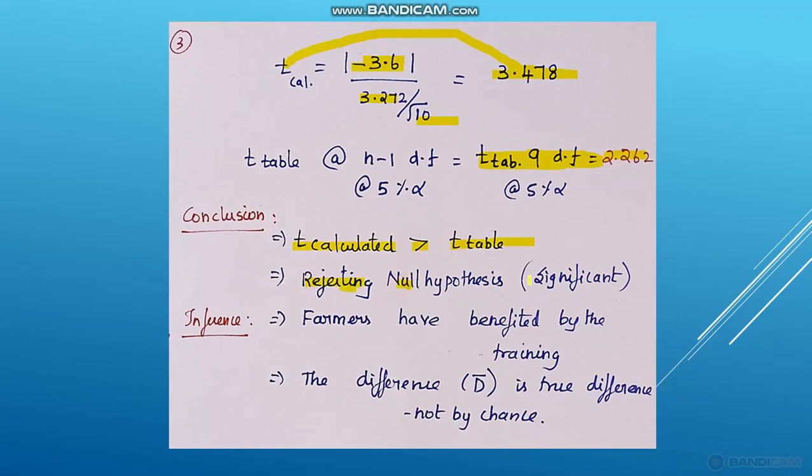That is significant, because the t calculated value is greater than the t table value. So we are saying that the farmers have been benefited by training. Why? Because we are rejecting the null hypothesis.